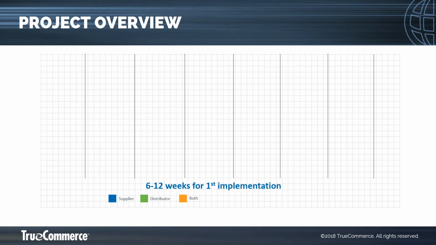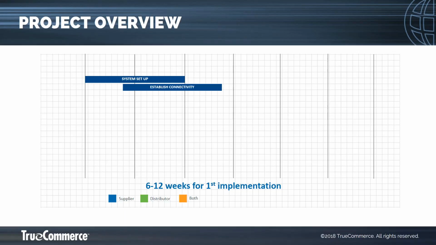Now, looking at what it takes to put VMI in place, TrueCommerce Datalliance uses a replicable methodology that will make sure that you get fast return and fast results. Basically, and this is a bit of a spoiler, it takes 6 to 12 weeks. Every column in here represents 1 week. We will start with a system setup on the supplier side.